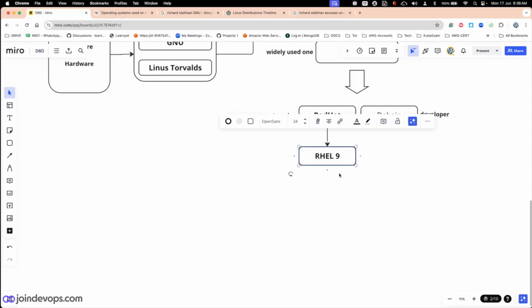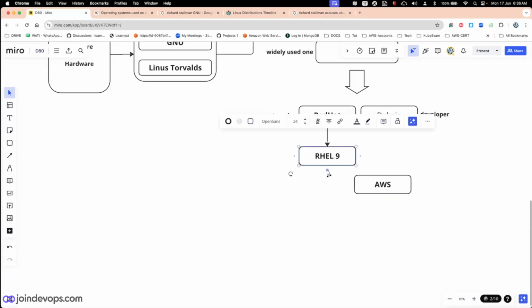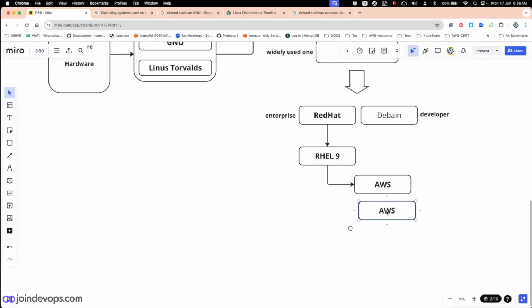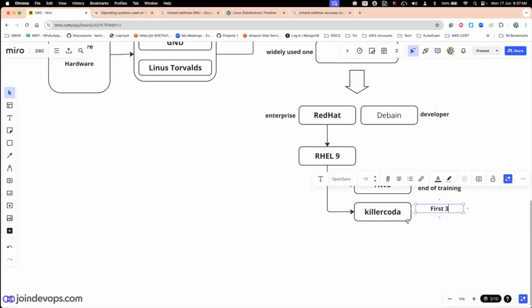So the alternative that we are going to use here is AWS. This is our ultimate goal. We are going to create servers in AWS and use that. However, many of you may not have AWS accounts right away to start. So just for 2-3 days of the initial sessions, we're going to go with something called Killer Coda. We are going to use it for the first 3 days.